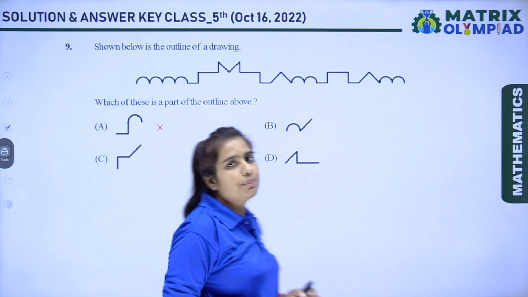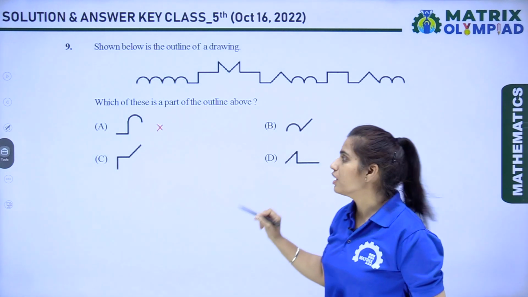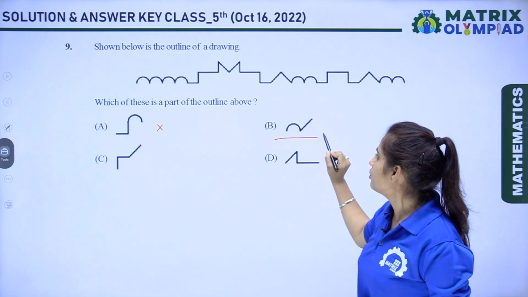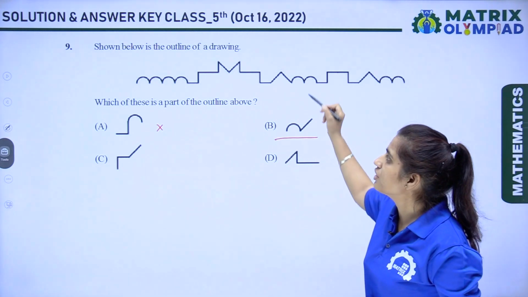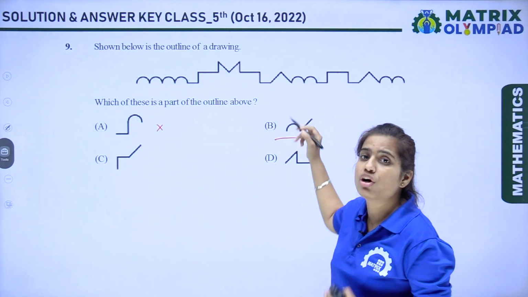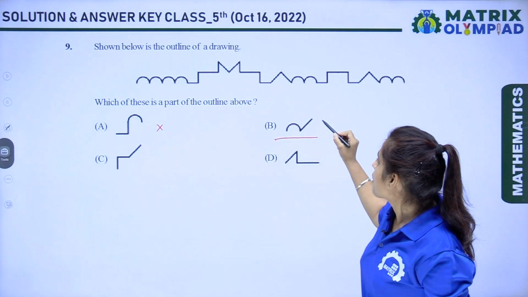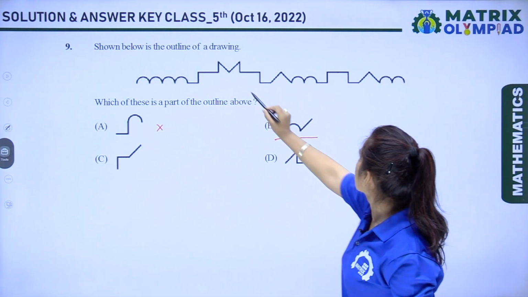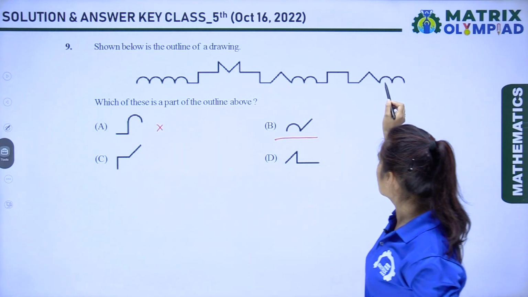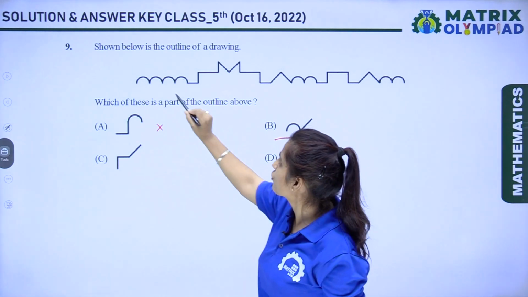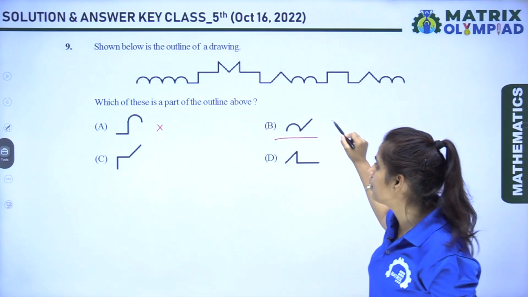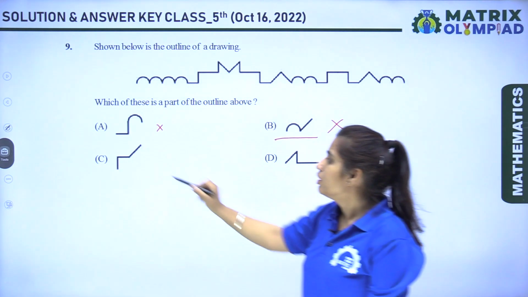Now option number B. Here we have to find out whether option number B is matching this figure or not, or we can say whether it is a part of this drawing or not. Here it is a curve and then a straight line. We are not able to identify this type of shape in this figure. So option number B is also cancelled out.